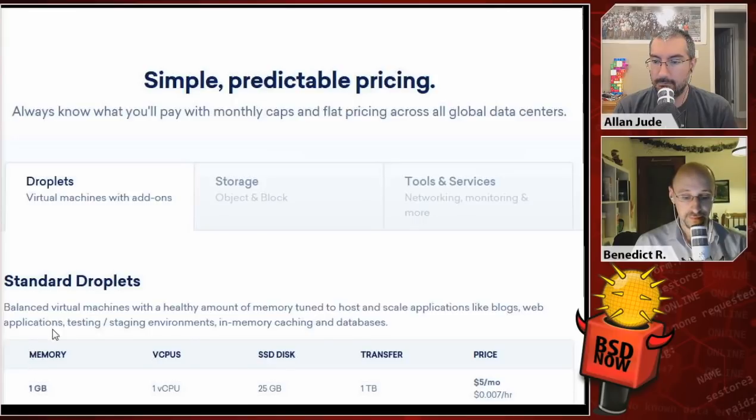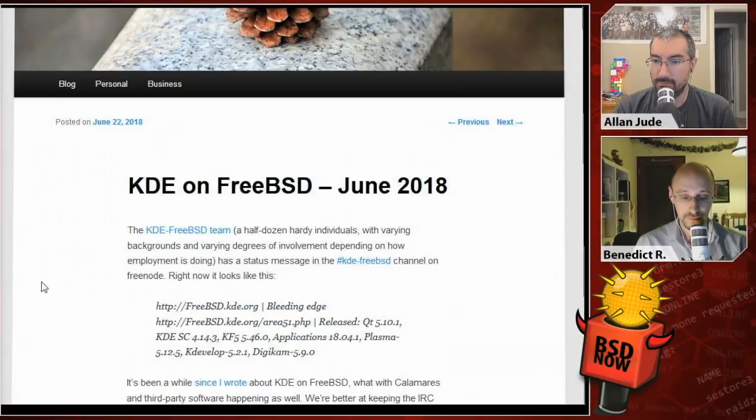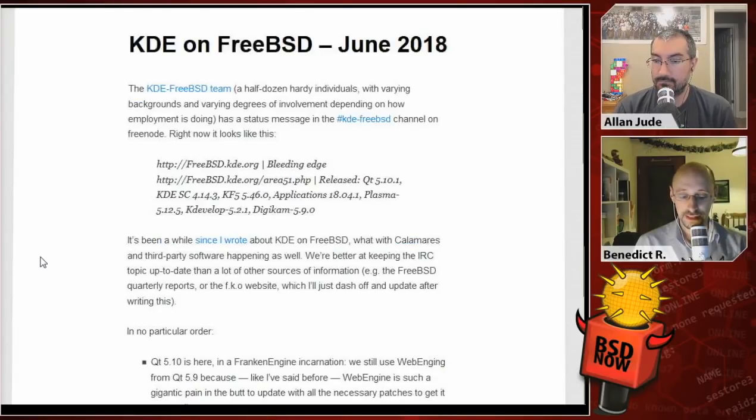Moving on, we have some news from the FreeBSD KDE team. Oh yeah, we haven't heard from them in a while, so it's good to have an update. So they have more news.